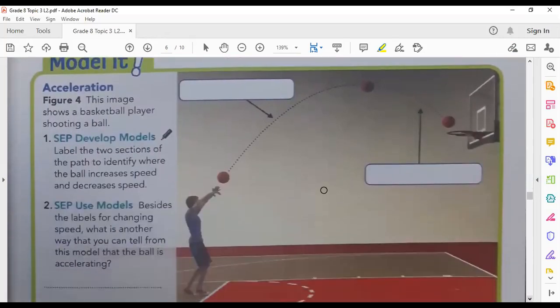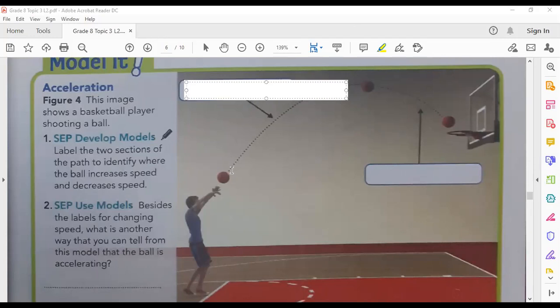Okay. This image shows a basketball player shooting a ball, as you see. Label the two sections, this section and this section, of the path to identify where the ball increases speed and decreases speed. Look here, please. Let me annotate. Look at this here. And this is in this section.